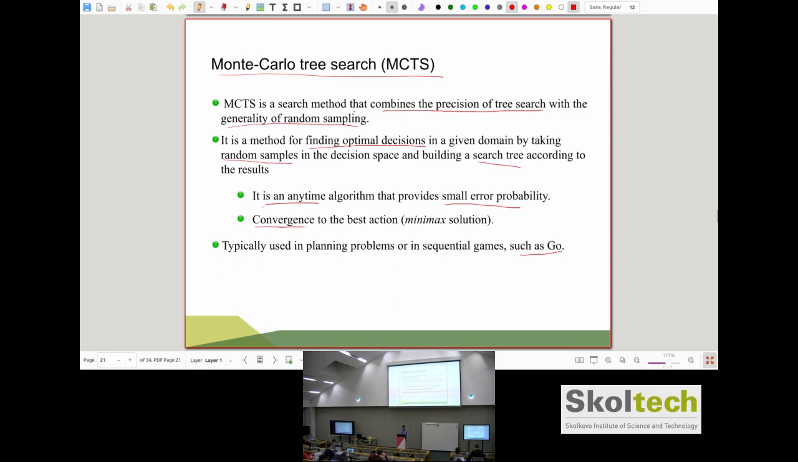And the other good advantage is that it converges. With infinite actions, it converges to the Minimax solution. So this is really great.